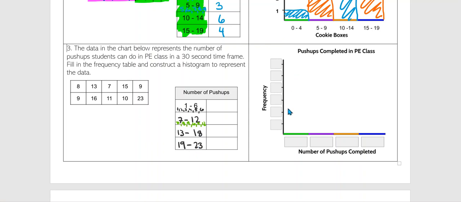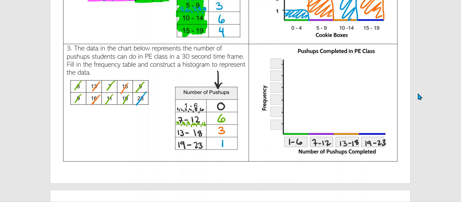We can go ahead and add these to our histogram as well. Our first interval is 1 to 6. Next we have 7 to 12. We have 13 to 18, and 19 to 23. So we want to make sure that we have those intervals along the x-axis of our histogram, because that's going to tell us where we put each bar. Along the frequency side, we're going to have to wait to fill that in until we know our frequencies here. So go ahead and pause the video and fill in the second column in your frequency table.